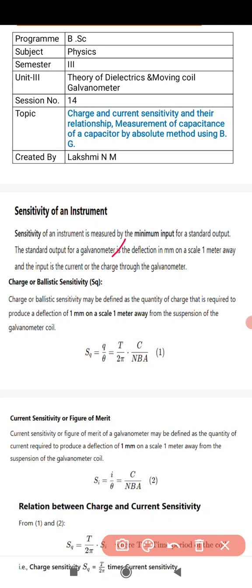Charge or ballistic sensitivity may be defined as the quantity of charge that is required to produce a deflection of 1 millimeter on a scale 1 meter away from the suspension of the galvanometer coil. It is given by the formula S_Q = Q/θ = (T/2π)(C/NBA). This is called equation 1. It is derived from the moving coil ballistic galvanometer in the previous class.